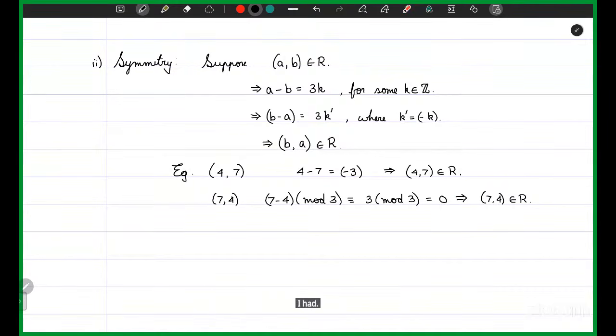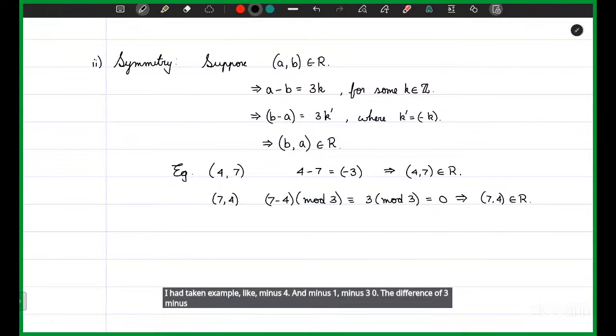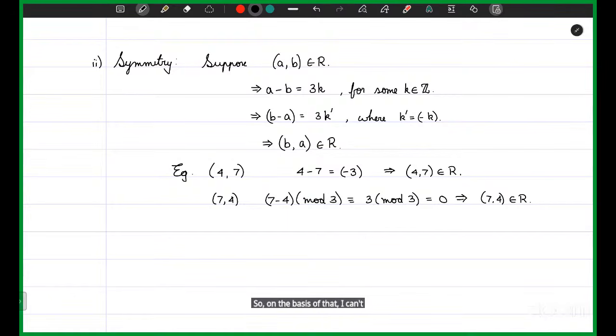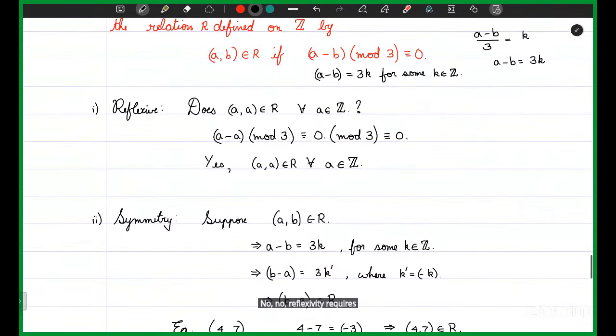Whenever you have examples like -4 and -1, -3 and 0, the difference of 3, -2 and 1, and 0 and 3. On the basis of that, I can't see any reflexivity. Reflexivity requires elements of the form A, A to be there. So I can't see any -4, -4 in the pair or -3, -3 in the pair. Does -4 belong to R, right?